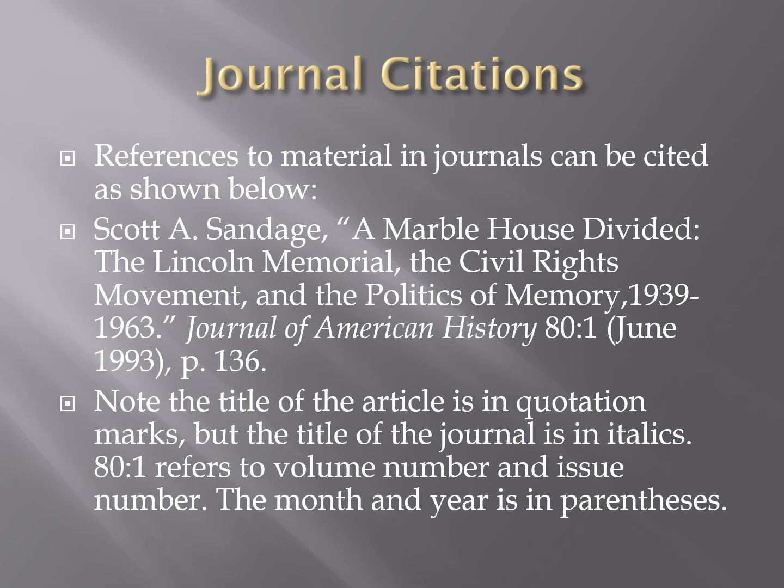References to articles in journals can be cited as shown below. The author's name, again, you don't turn the name around. Then the title of the article is put in quotation marks. Then the title of the journal is given in italics. And then you have a number, 80 in this case, meaning this is volume 80 of the Journal of American History and issue number 1 of that volume. And then you have the date in parentheses and then the page number. So note that the title of the article is in quotation marks, and the title of the journal is in italics.